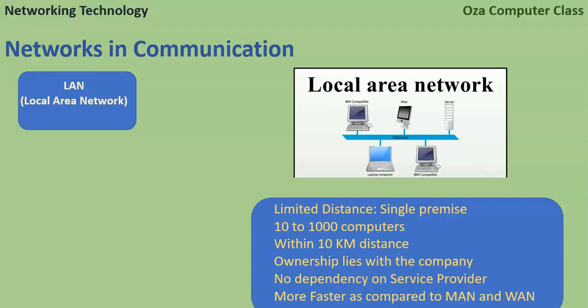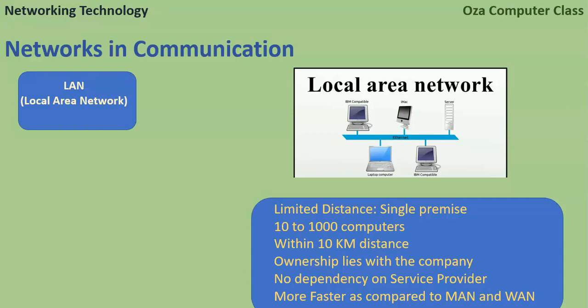It is normally within the distance of 10 kilometers. Like you have a university campus or acres of land, and there are different buildings, different departments connected to each other internally. This is also local area network, LAN.